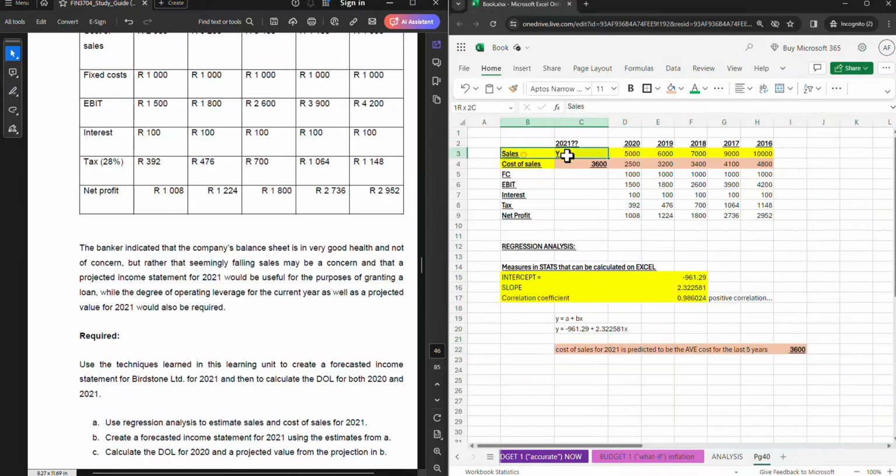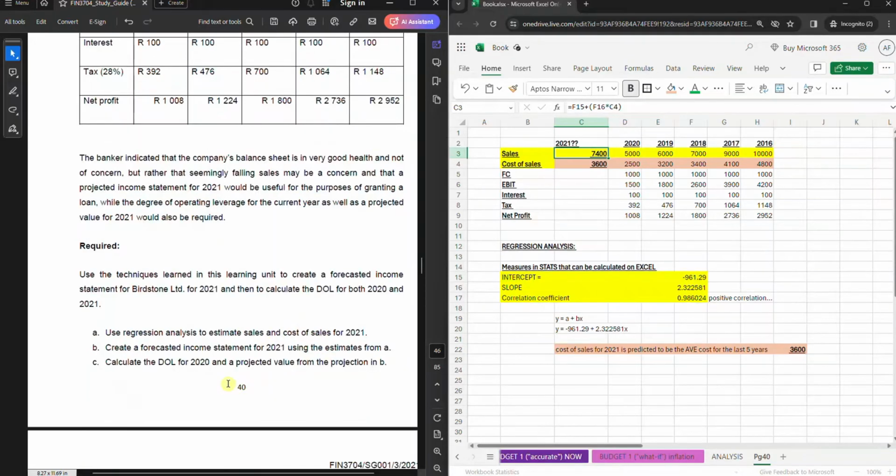Right, to calculate the sales, I do need to use this equation. My Y, my sales, will equal this figure plus this figure multiplied by that figure. Put that in the brackets. Okay, and I would expect my sales for this period to be 7,400. Does it make sense? Yes.